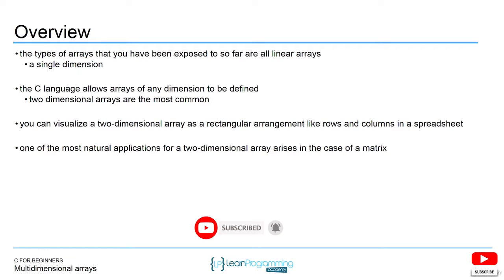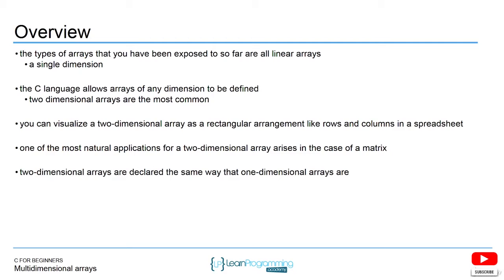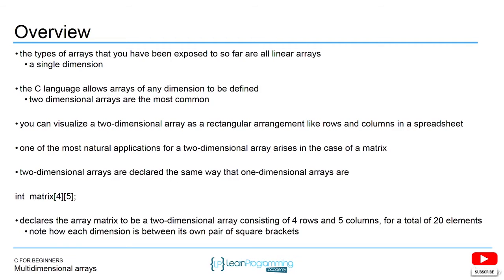One example is a matrix, but again, visualize it as a table. Two-dimensional arrays are declared the same way that a one-dimensional array is. The only difference is you now have another set of brackets. In this example, we're declaring an array named matrix of type int, which has 4 rows and 5 columns. That means you can store 20 elements inside that two-dimensional array.